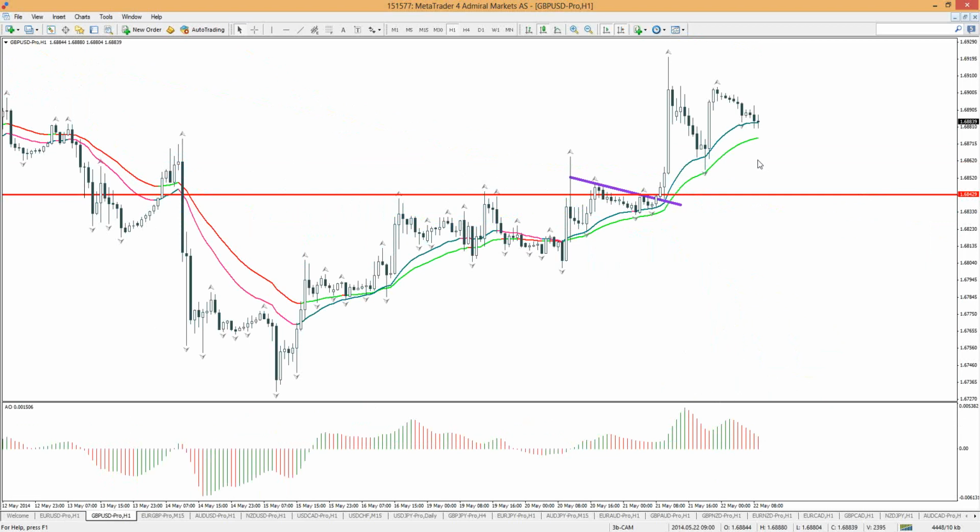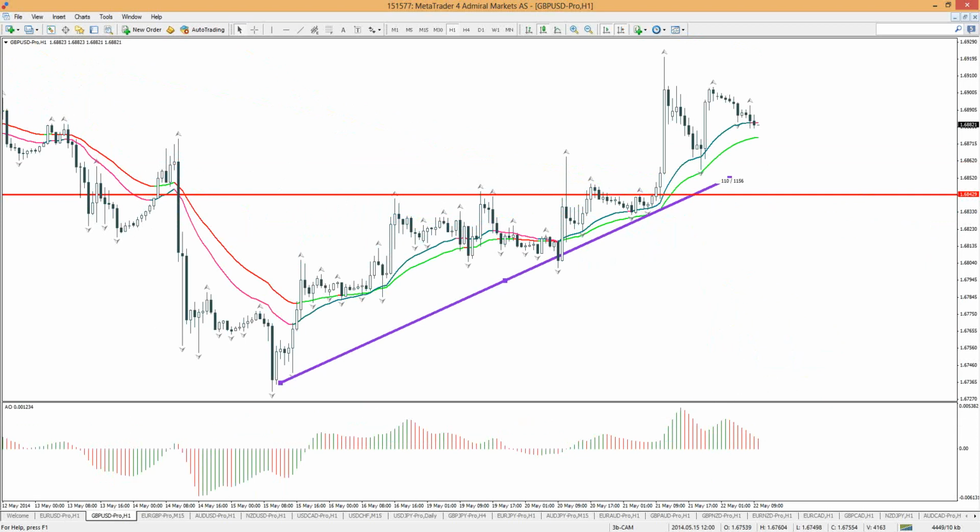Pound dollar is a bit different. It is in a bullish trend to the upside. We have a support trend line like this. We have price still above the moving averages, so this could be a retracement for upside. Now one way of measuring that is waiting for this break of this trend line to happen, right? Because when that happens, we could have the upside continuation.